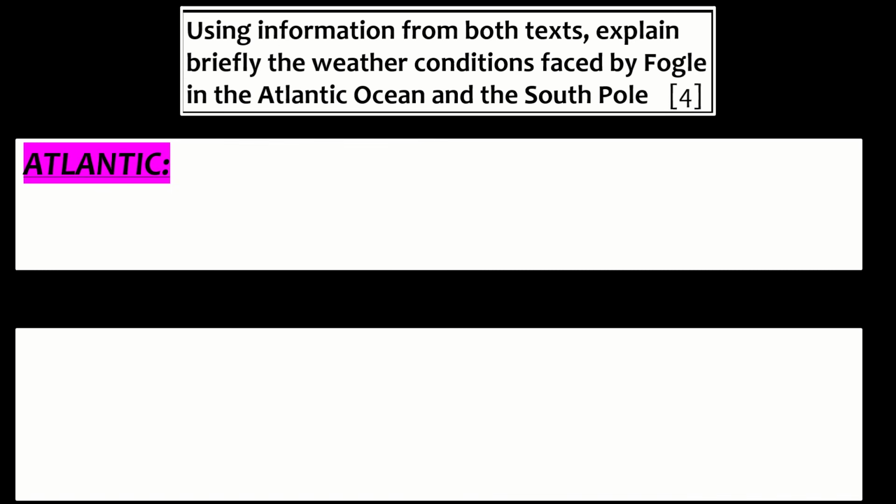So remember, this is how I'd want you to structure it. 2 separate paragraphs, one with Atlantic, one with South Pole, and then really just pick out the quotes about the weather and put them into a sentence. You should make it a sentence. You shouldn't just copy down quotes. So just do a little sentence starter each time with Fogle or he, and then put the sentence.